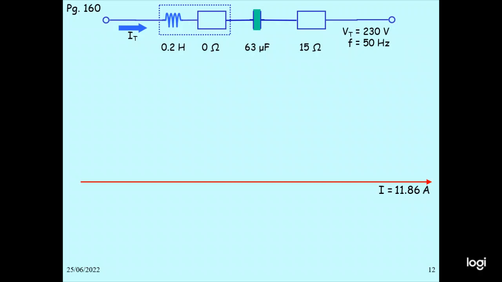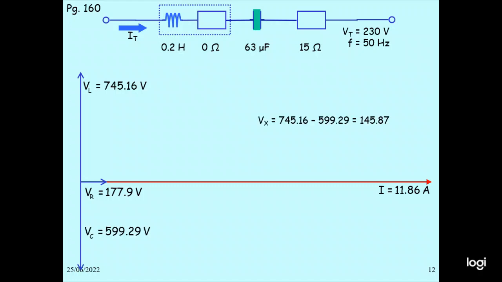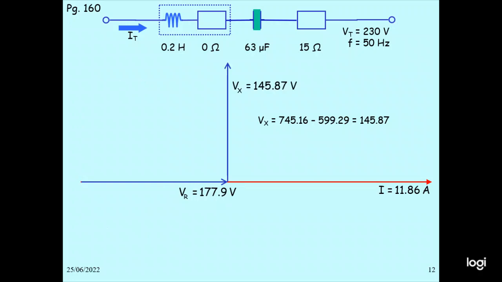So this is when we have to draw the diagram. So that way, the 0.2 Henry, 15 ohm, 63 microfarad, VT 230 volt, frequency 50 hertz. So the current is 11.86 ampere. So the voltage VR is 177.9 volt, and then VL is 745.16 volt. Then VC is 599.29, so that you have to find the difference.